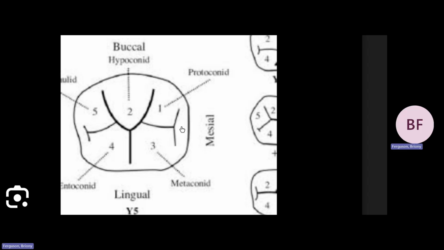And then this is that Y5 fissure pattern in the teeth that we talked about. Here's this kind of Y shape, and then 1, 2, 3, 4, 5 cusps. There are some other ones, as I mentioned, but Y5 is one of the most common to see.